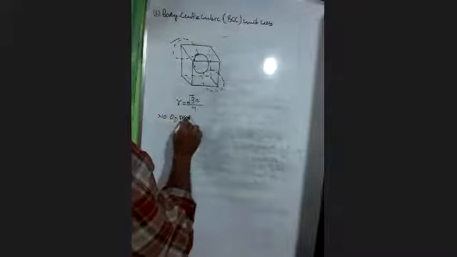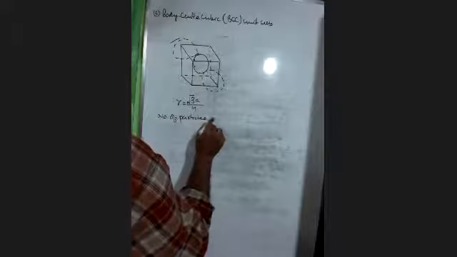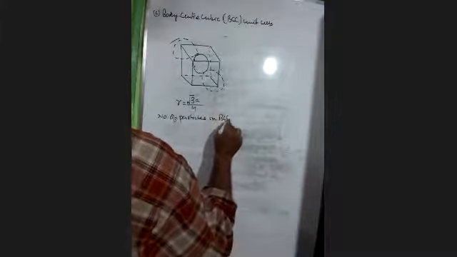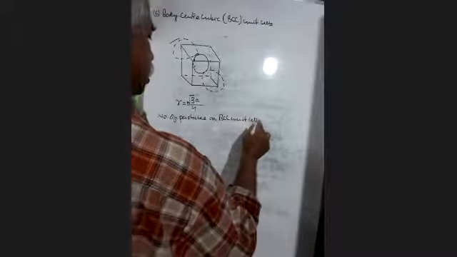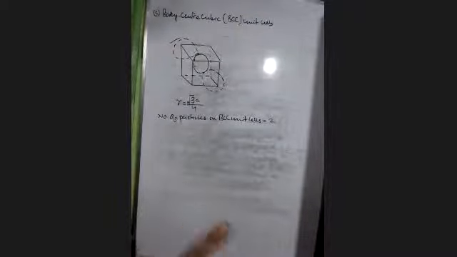So right now here, the number of particles in BCC unit cell is equal to 2. Now we know why it is 2, because 1/8 of each particle is at the corner. 8 corners, 8 into 1 by 8 is equal to 1. One is deep inside, not shared with any other cell. So 1 plus 1 is 2.